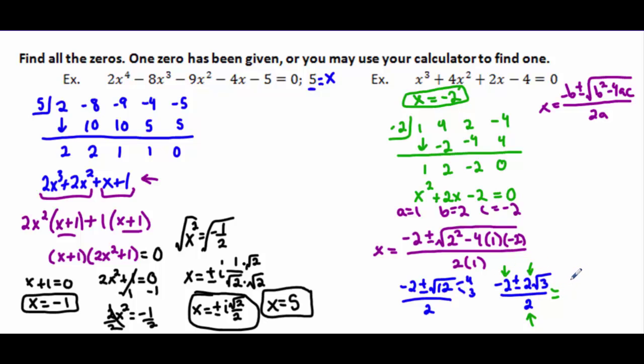So if I do -2 divided by 2, I get -1. 2 divided by 2 is a 1 again in front of our square root of 3 with a 1 on bottom, and I don't really need the 1 on bottom. So -1 plus the square root of 3 and -1 minus the square root of 3 are 2 answers. And then x equals -2 is an answer. And so if you looked at the graph, this right here is giving us those 2 decimal answers.